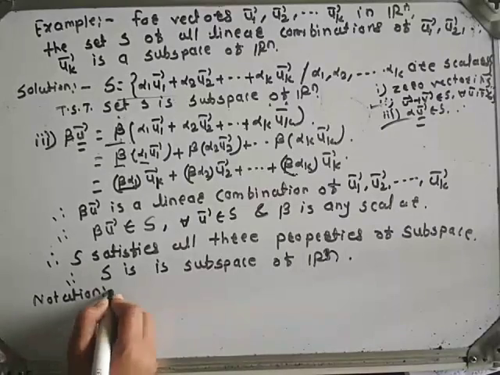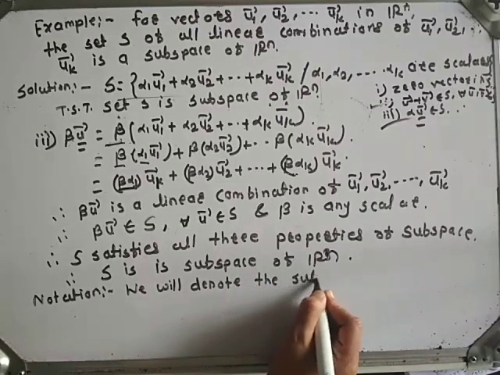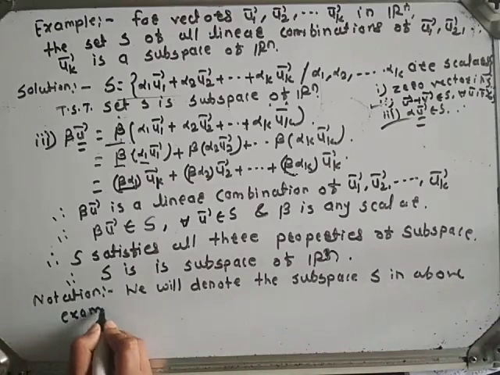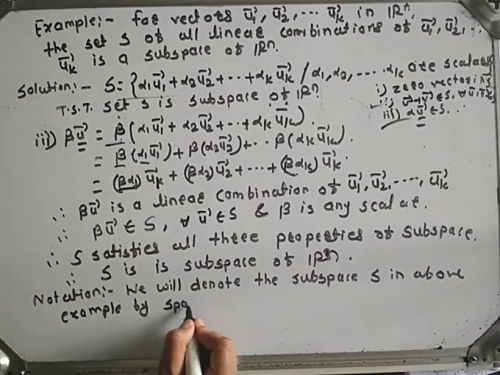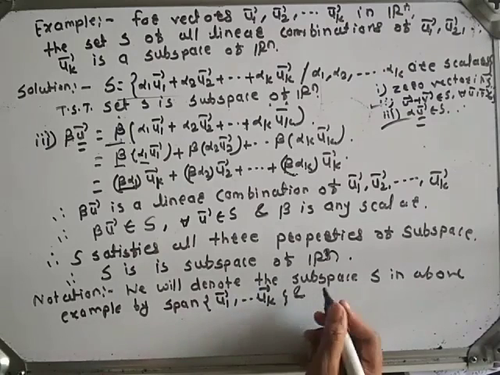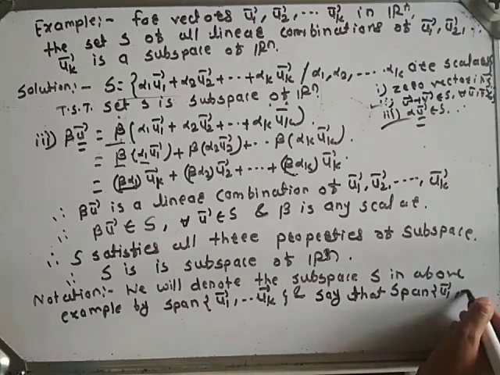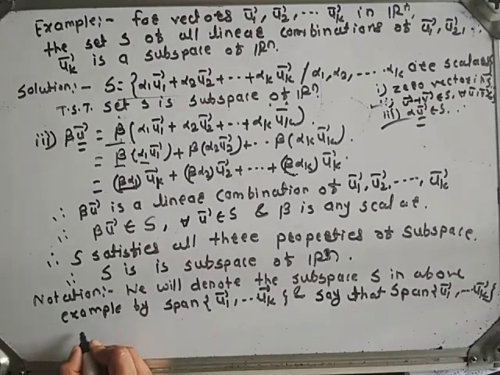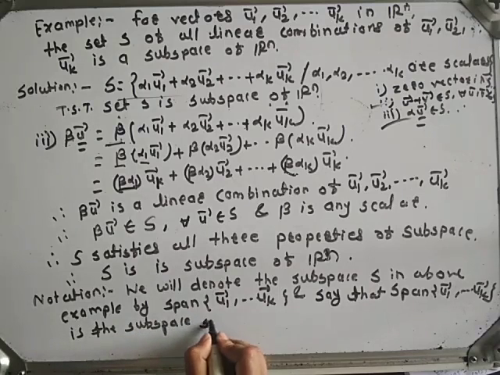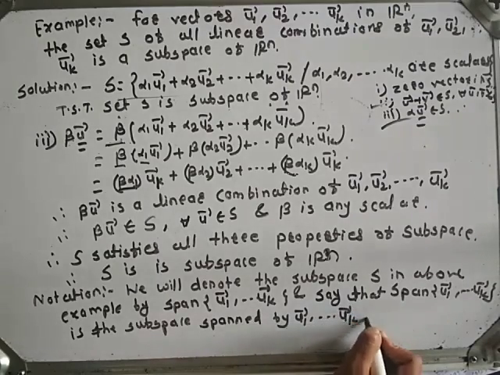Notation. We will denote the subspace S in the above example by span of u1 bar and so on up to uk bar, and say that span of u1 bar and so on up to uk bar is the subspace spanned by u1 bar and so on up to uk bar.